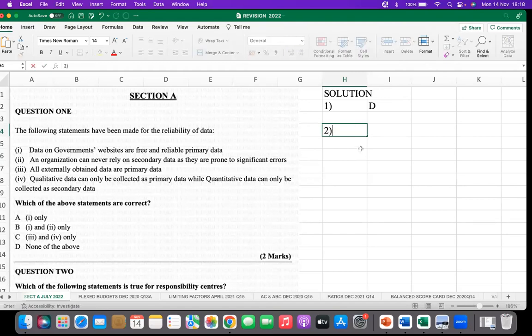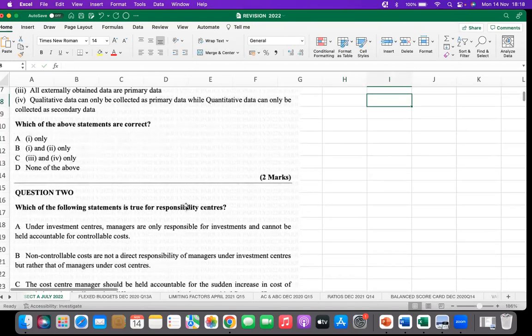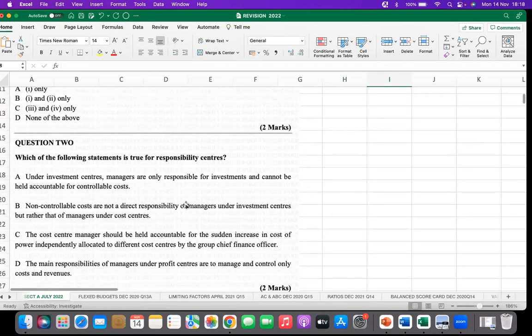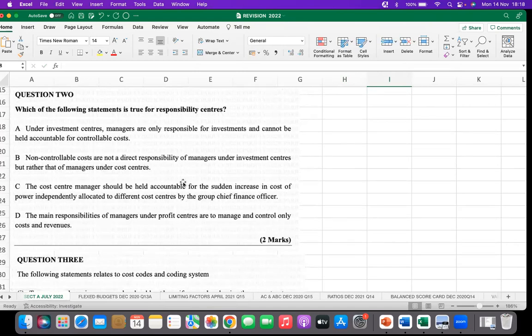Question number two reads, which of the following statements is true for responsibility centers? Remember, we have four responsibility centers. In revision, we are assuming you have already read. I'm just guiding you in revising. So we are assuming reading is not a problem. You have already done the reading. We are just revising.